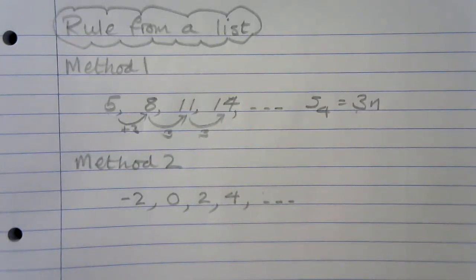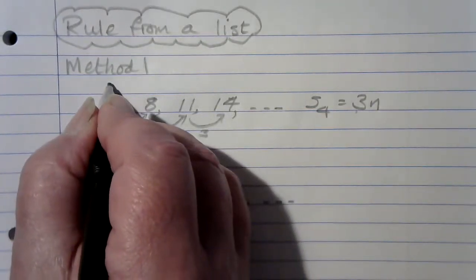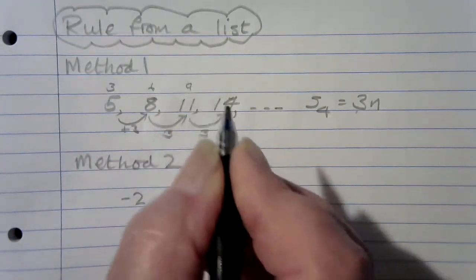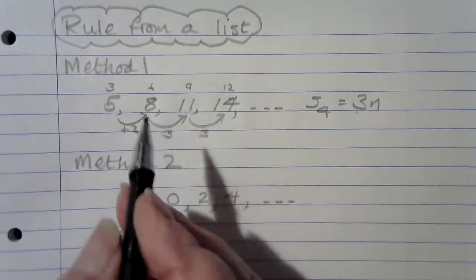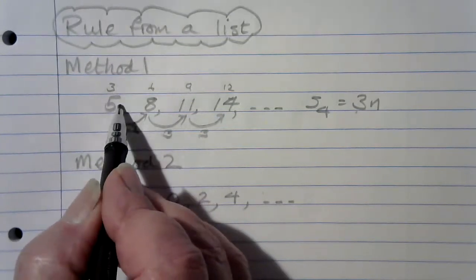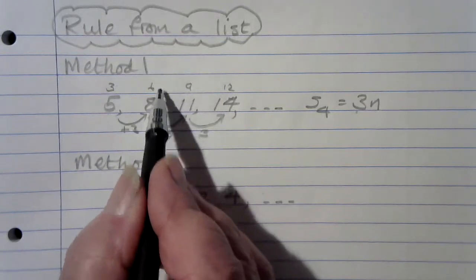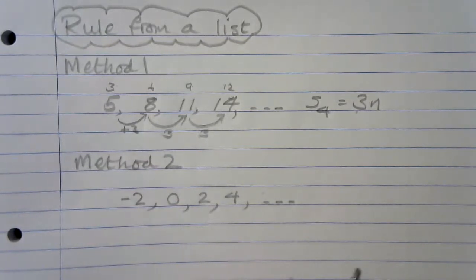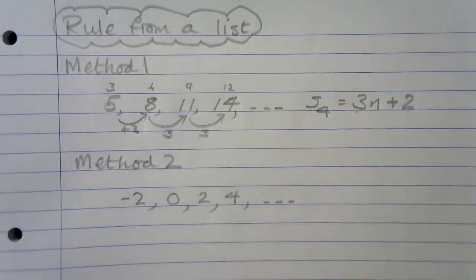Now, in order to find out the constant term, I'm going to write my 3 times table above here. So 3, 6, 9, 12. And I ask myself, how do I get from 3 to 5? How do I get from 6 to 8? How do I get from 9 to 11? And of course the answer is I add 2. So that's the second part of my rule.